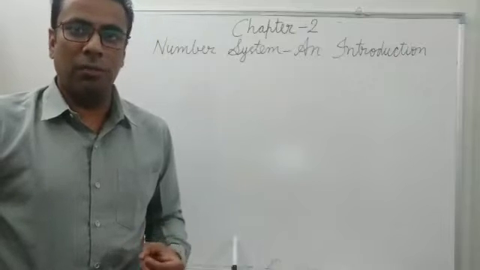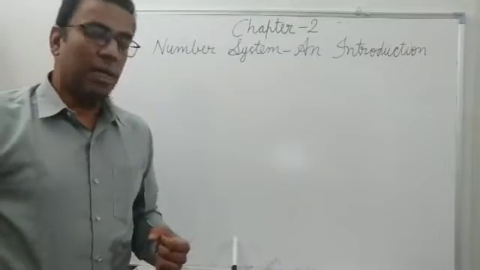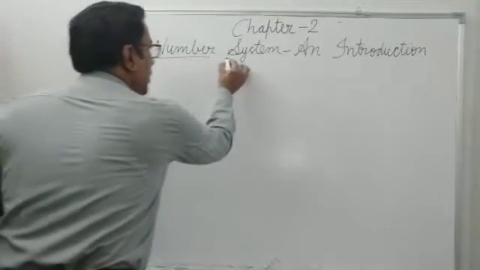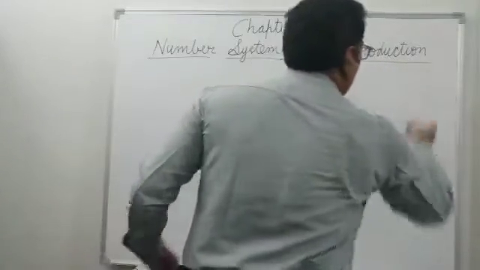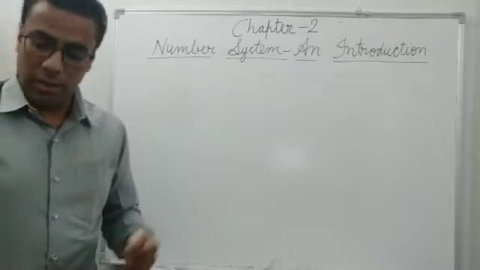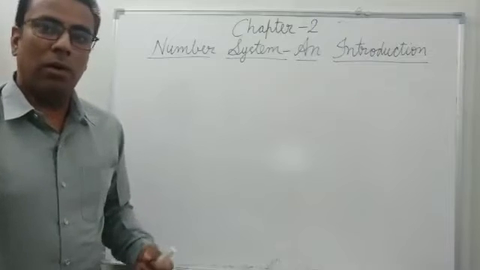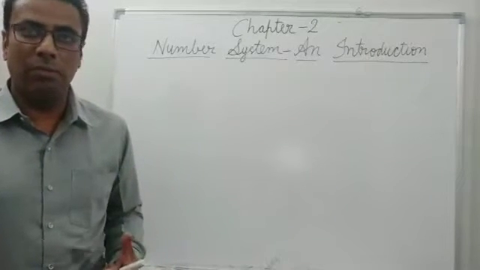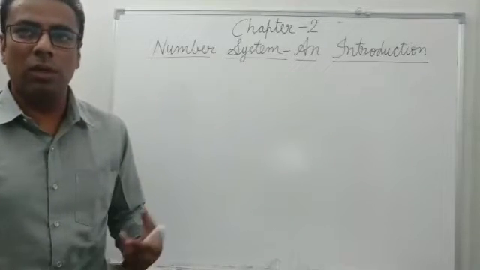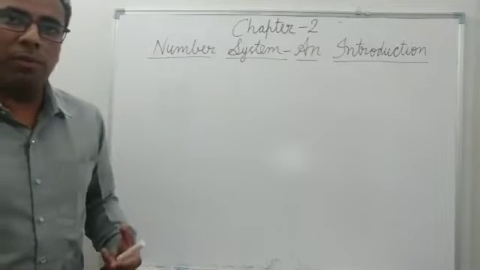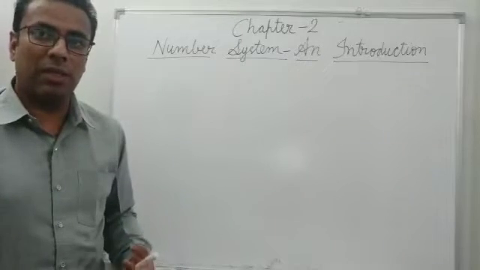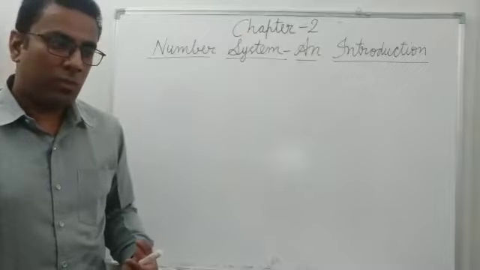Today we will study the computer subject. Now I am starting chapter 2, and the name of the chapter is Number System and Introduction. In this chapter we will discuss number systems: what is a number system, how many types of number system there are, how to convert a value from one number system to another, and how to perform basic operations on the binary number system such as addition, subtraction, multiplication, division, and so on.